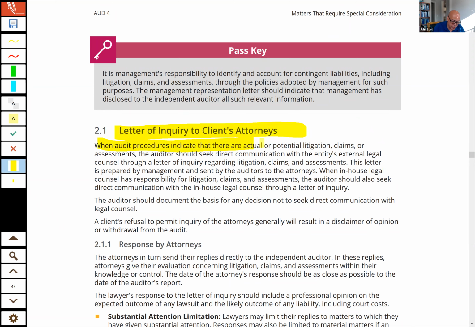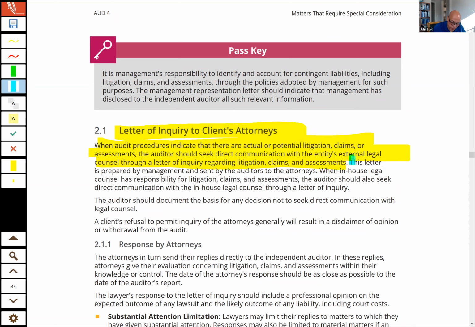And when audit procedures indicate that there is an actual potential litigation claim or assessment, and again, you might find it through those procedures we just flashcarded on the previous page, they should tell you about it. But as a matter of risk management for the auditor, you're going to have them send this thing to the client's attorney. Okay, you're going to have direct communication between you, the auditor, and the client's attorney. And so the auditor should seek direct communication with the external counsel regarding litigation, claims, and assessments.